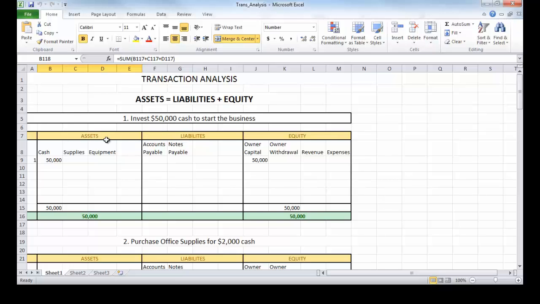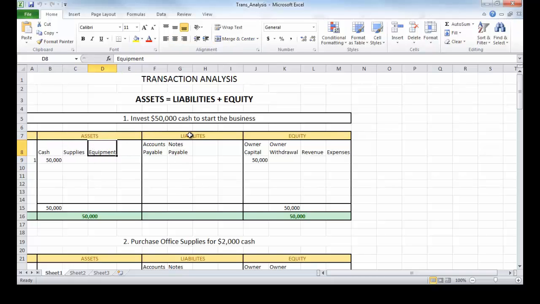As you can see, we have assets on the left side, then we have liabilities and the equity on the right side, and then we have also divided the assets into the different types of assets. These are just some examples. You know that there are many different types of assets, tangible and intangible assets, but here we are just looking at cash, supplies and equipment under the assets.